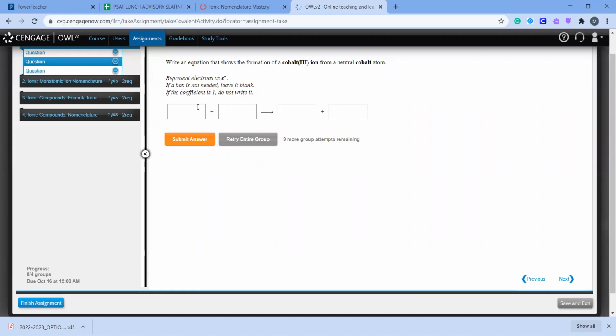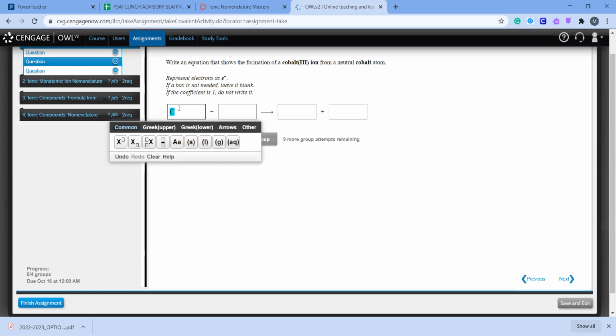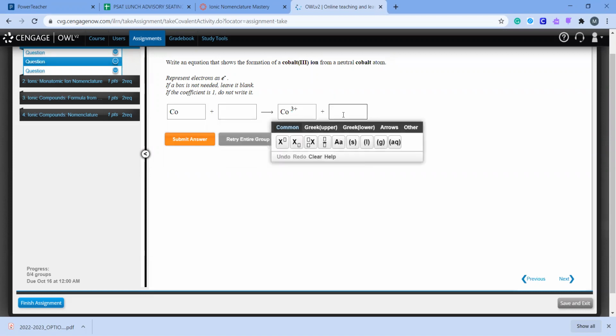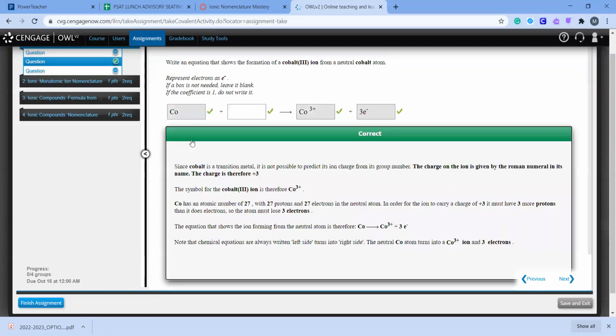Cobalt 3+ would have been Co as is, and then it would become Co, and then now is 3+, and of course I would have to put that into the upper there, and then if it became +3, that means it had to lose 3 electrons. And I put the negative right there and go ahead and raise that and submit that. Got it right. So that's how you do that.